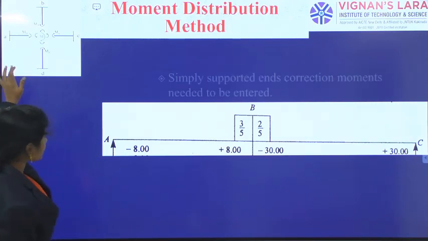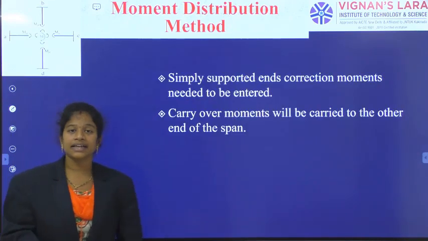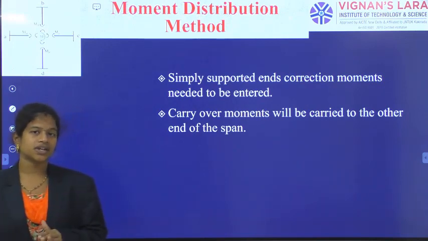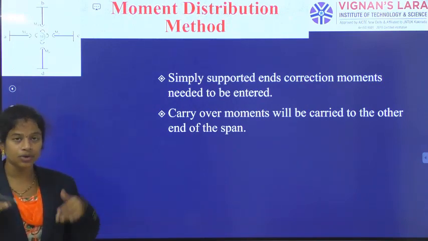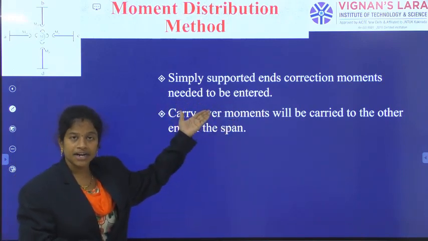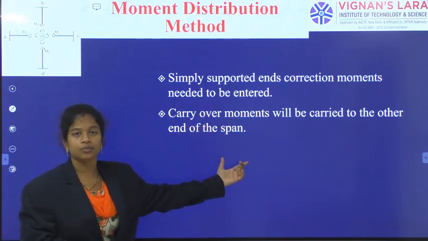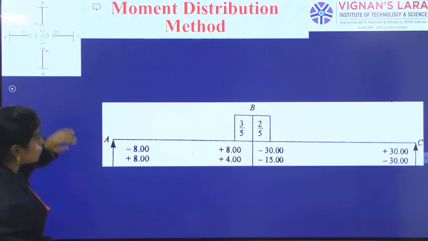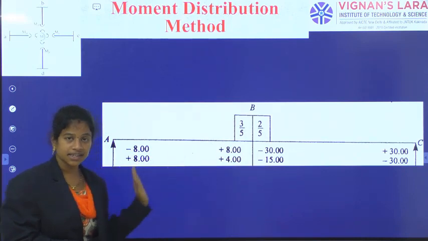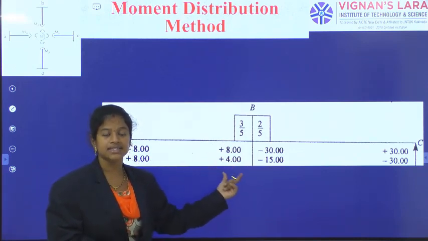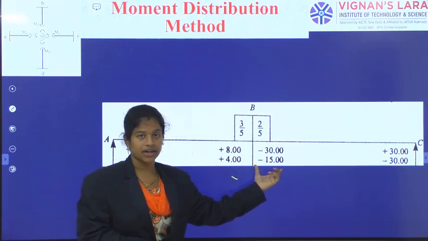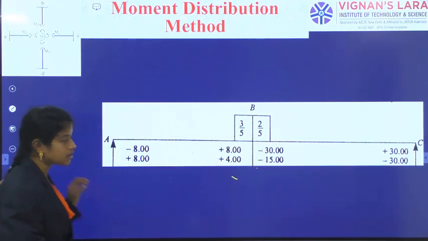The next thing is making the corrections for the simply supported ends. In the actual structure we have observed simply supported ends, so we have given the correction of the support moments. The simply supported ends were corrected, and then the corresponding carryover moments are transferred, with the same sign but half the quantity.